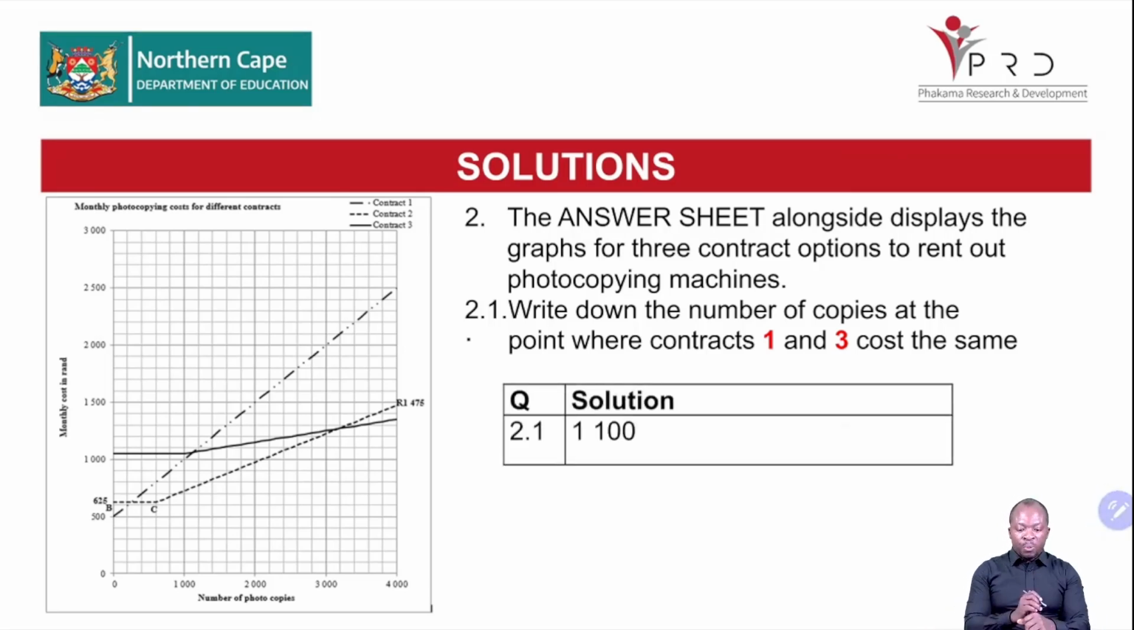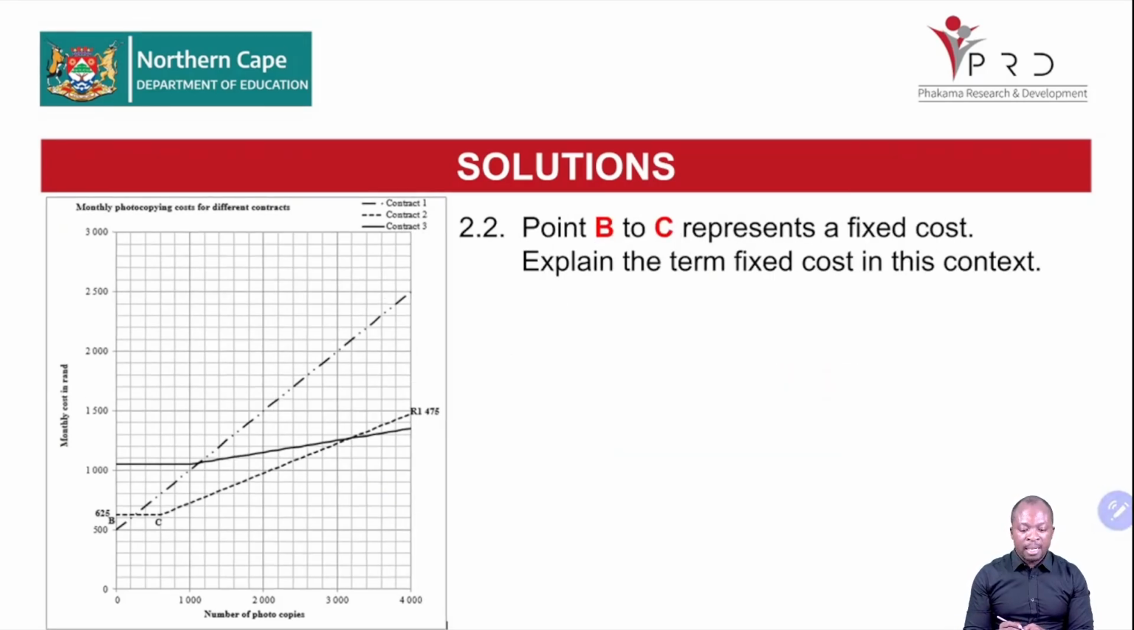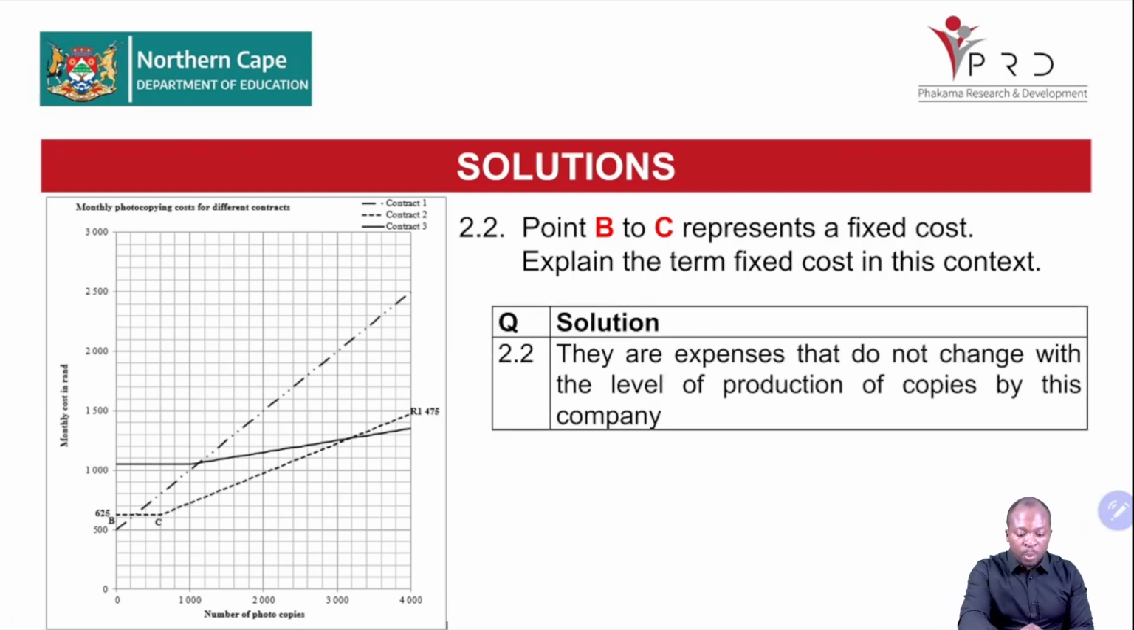We start with the first one. Where would they cost the same? At a point of 1,100. Good. 2.2, they said we should explain the term fixed cost. So whenever you hear fixed cost, we are talking of expenses that do not change with the level of production of copies. Let's say rent is an example of fixed cost, because whether you stay there or not, you have to pay for that amount. Let's look at the next one then.